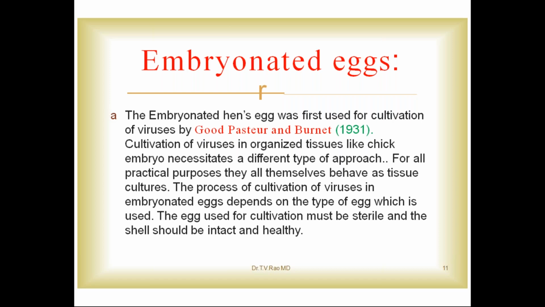The cultivation of viruses in organized tissues like chick embryo necessitates a different type of approach. For all practical purposes, they behave as a tissue culture. It is nothing but living cells. That is why we have to use the embryonated egg. Goodpasture and Burnet first used it for the cultivation of viruses.